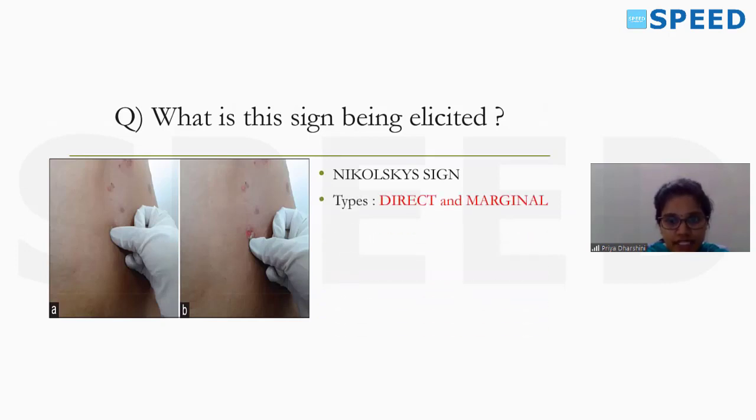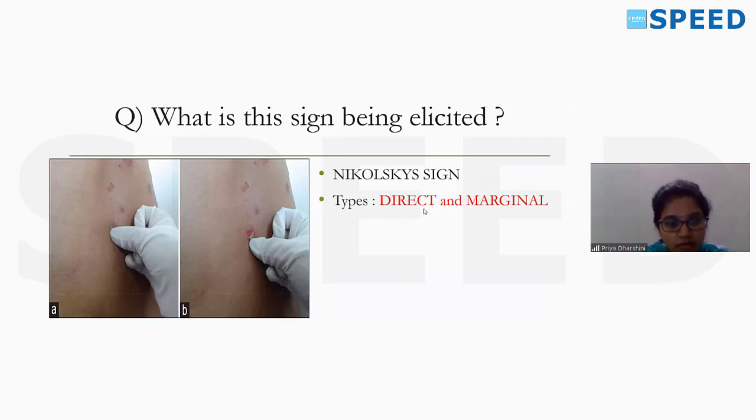And there are types of Nikolsky sign we can see. The first one is the direct Nikolsky sign and the second is the marginal Nikolsky sign. What we can see here is a marginal Nikolsky sign, where the pressure is applied at the margin of the lesion. So this is the marginal Nikolsky sign.